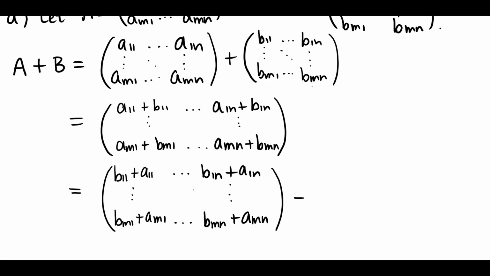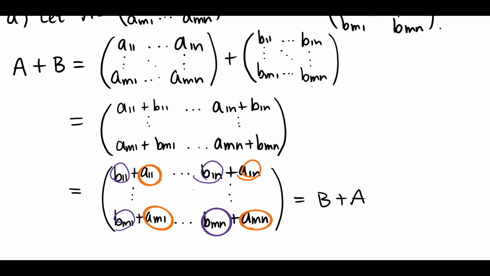All right, and so what is all this though? So now notice what we have. All of these components right here are B, and these components right here are from our matrix A. So what is this? This is B plus A. Done. So that was pretty easy to show.